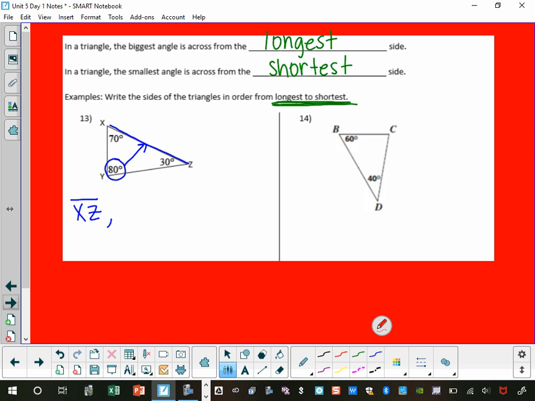All right. Which number comes next, 70 or 30? 70. We're going from longest to shortest, so it will be 70, right? What side is directly across from that? Y and Z. It does not matter if you flip-flop those letters either. And so what's my shortest side going to be? XY. That's across from the 30.